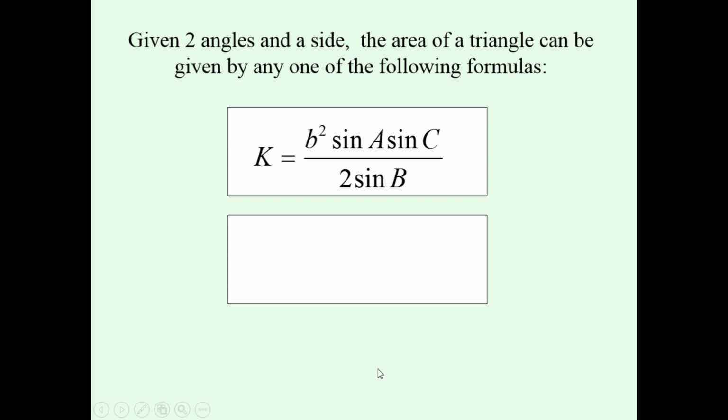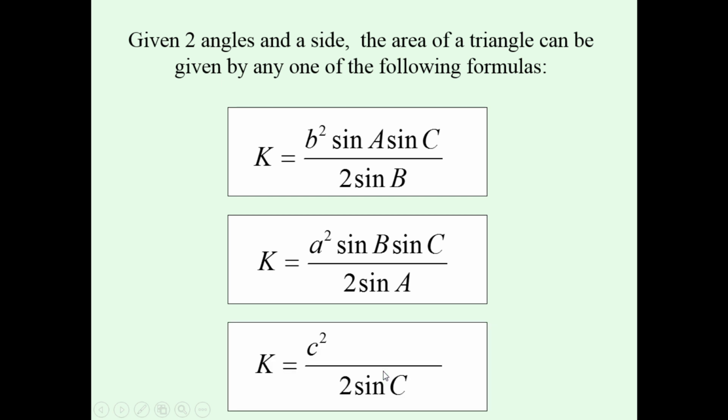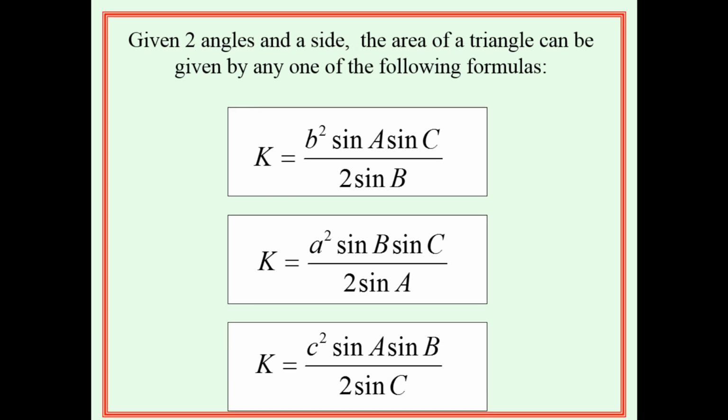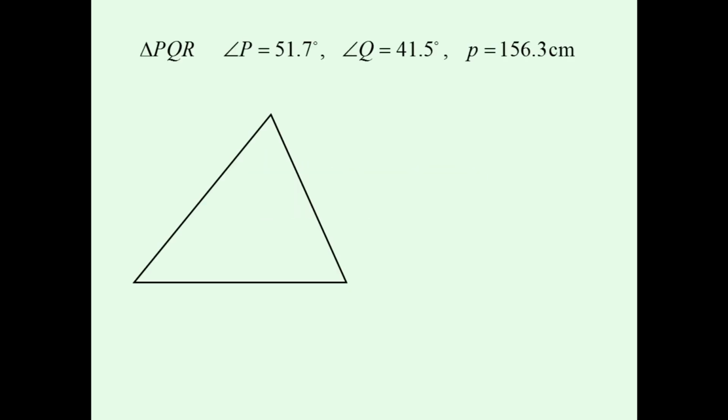And also the formula can be written like this as well. So A sine capital B sine capital C over C sine A. Or it can be written as C squared sine capital A sine capital B over 2 sine capital C. So anytime that you want to find the area of a triangle with that angle-side-angle condition, you can use this. So now we're going to use that formula to find the area of those triangles.